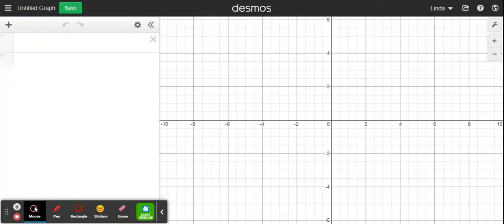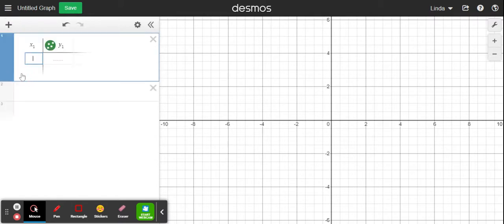But right now, we have to talk about how you get your data in. So you're going to hit this little plus sign where it says add item, and you're going to add a table. This table is where you're going to put, notice that it's X sub 1 and Y sub 1. Those are called sub numbers.